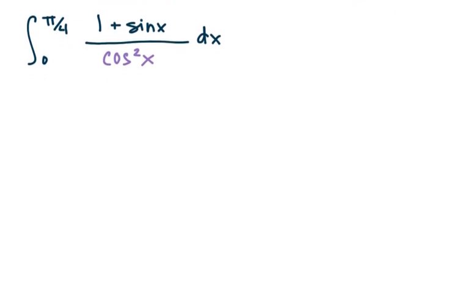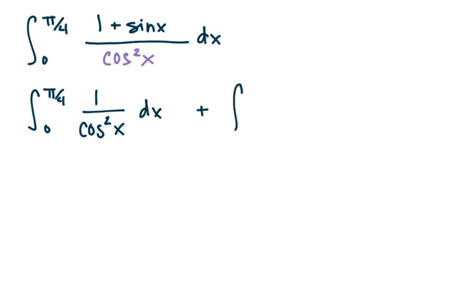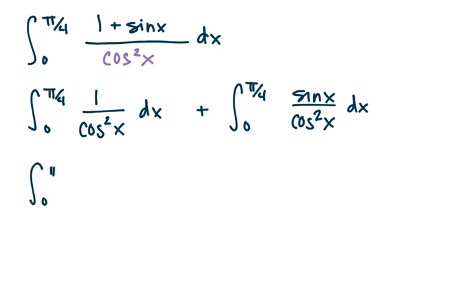So here I now have the integral from 0 to pi over 4 of 1 over cosine squared x dx plus the integral from 0 to pi over 4 of sine x over cosine squared x dx. Now, 1 over cosine squared x, that is a reciprocal identity. We know that is secant squared x dx, and I like that because I know the integral of secant.